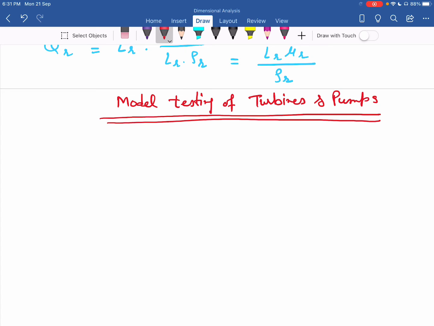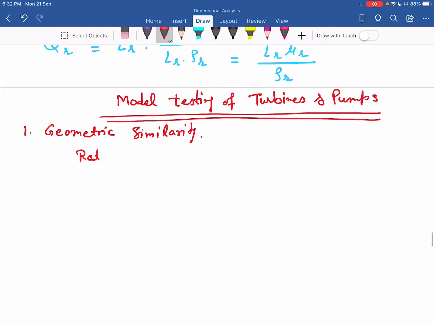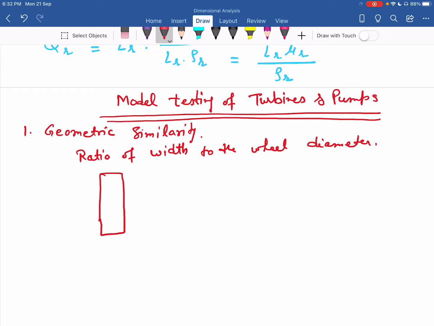Now, in geometric similarity, it is ensured by keeping the ratio of various dimensions in the model and the prototype constant. For example, the ratio of width to the wheel diameter. Means if this is the runner of the prototype and this is the runner of the model.